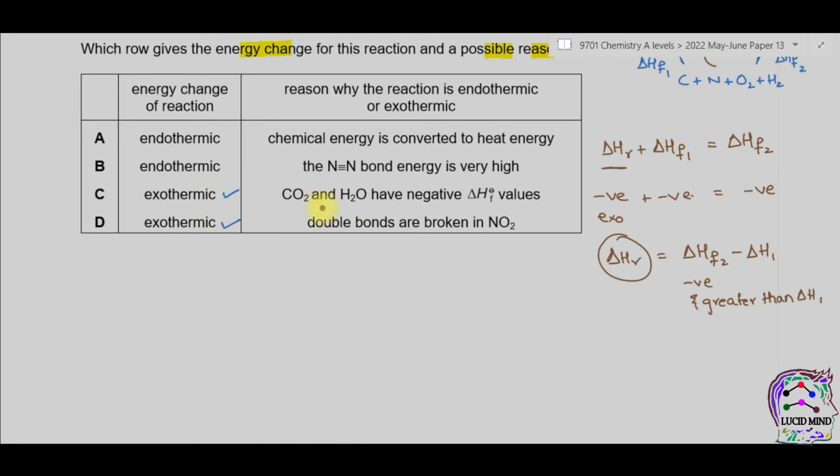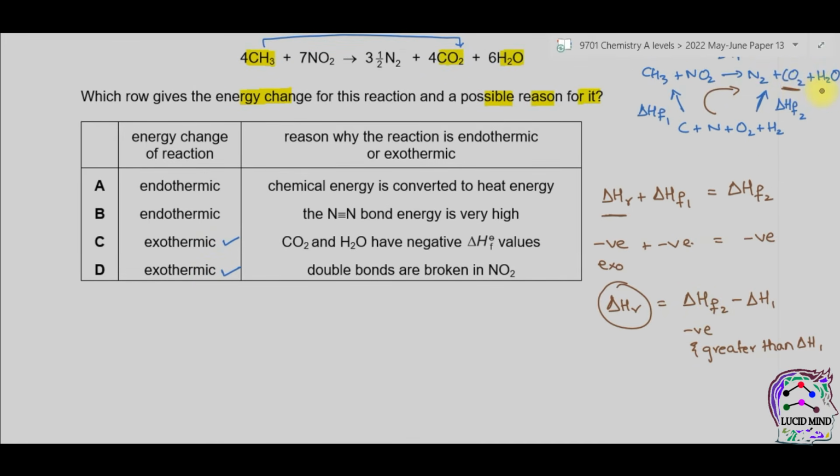It is exothermic. So in del HF2 we can see we have enthalpy change of formation of CO2. We also have enthalpy change of formation of H2O. If del HF2 is negative, then it means these two must be negative. Second reason is double bonds are broken in NO2. NO2 is the reactant, and whenever bonds are broken in the reactant, the reaction is endothermic. So bond breaking is endothermic. This is not the correct reason.